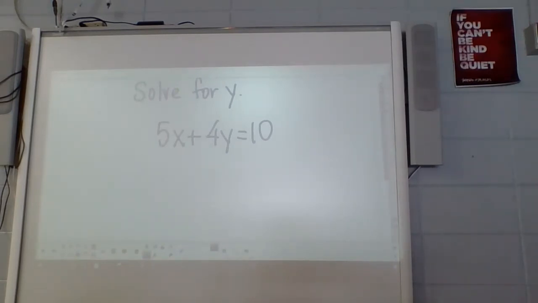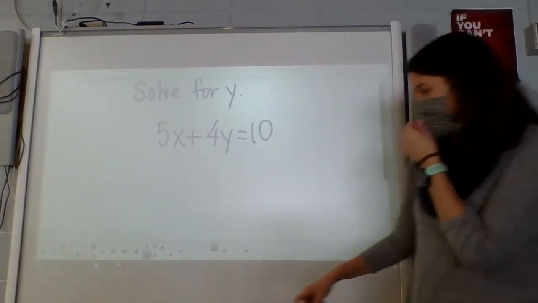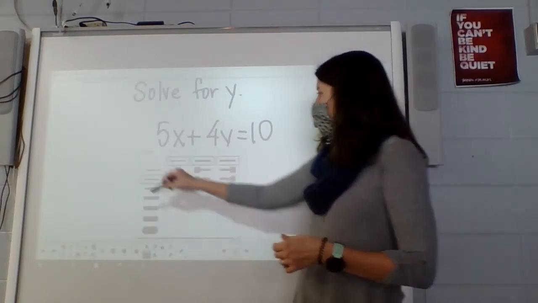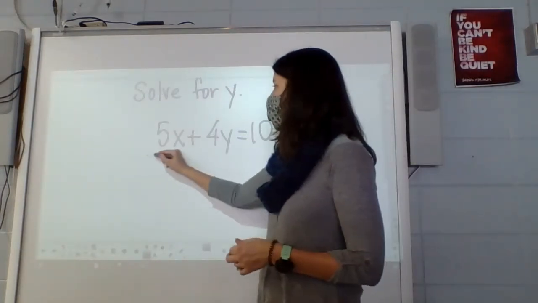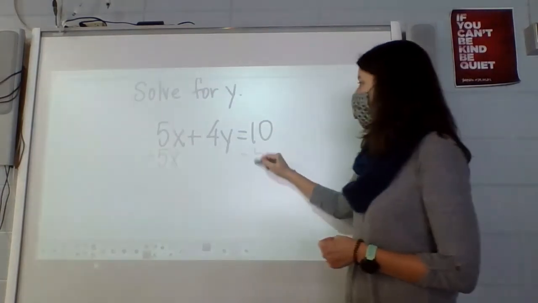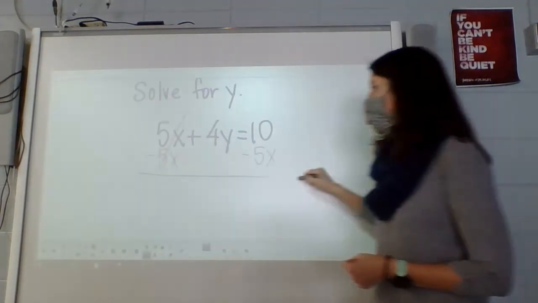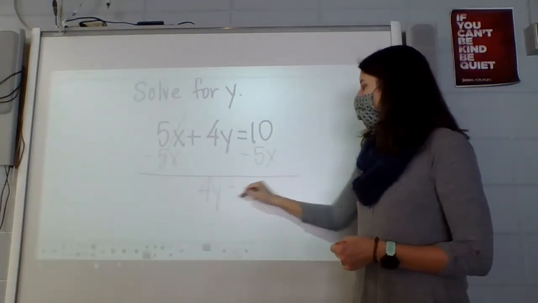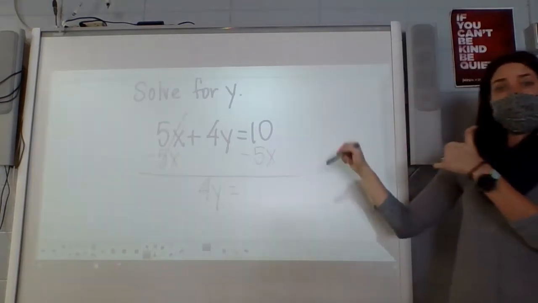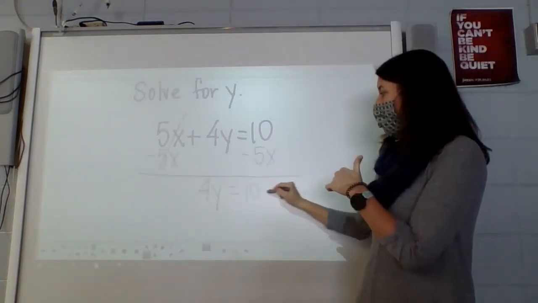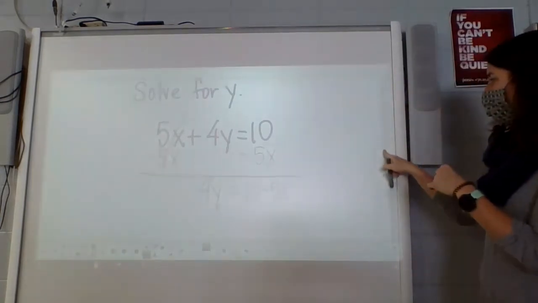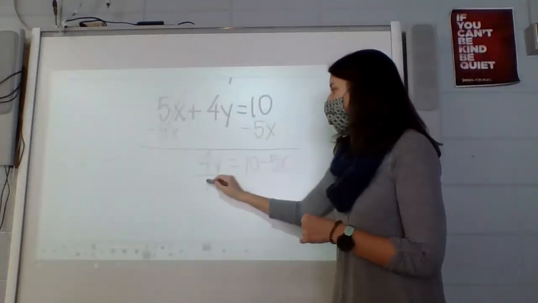All right. So guys, I'll just quickly show you this one. We're trying to get the y alone. So I move that 5x over. I get 4y equals, those are not like terms, so I keep them separate. And then we're going to divide by 4.